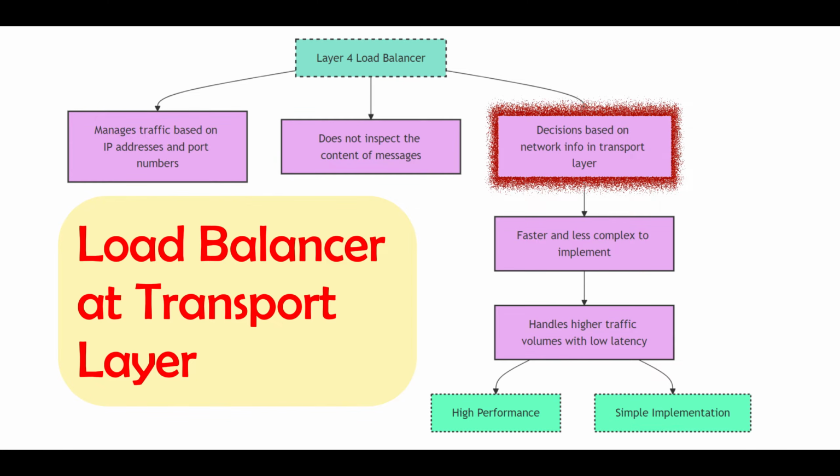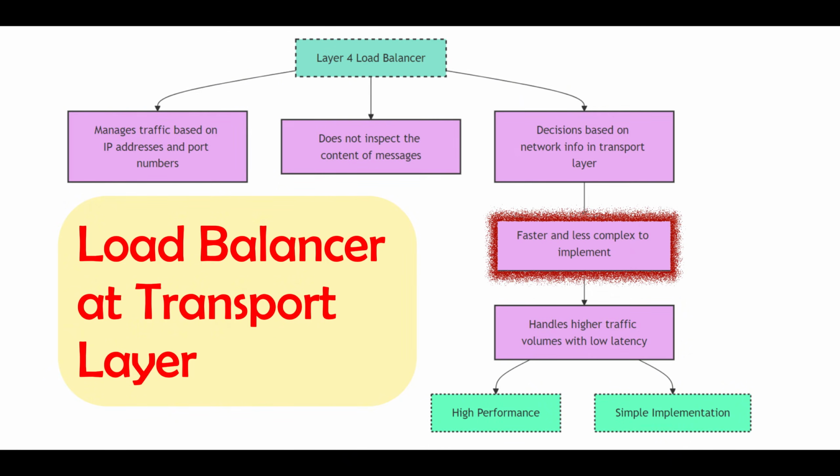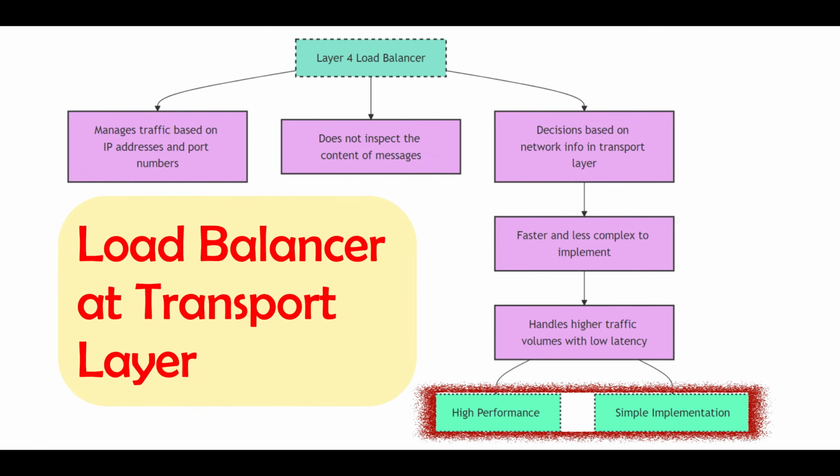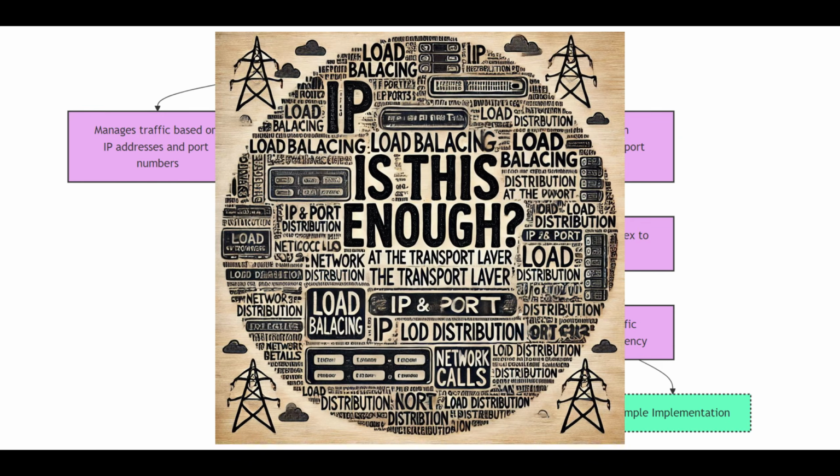Because a load balancer at layer 4 operates using basic information about the source and destination, that makes it faster and less complex to implement. Due to this, it can handle a higher volume of traffic with very low latency. So the main benefits we get by placing a load balancer at layer 4 are high performance and simple implementation. But placing a load balancer at layer 4 will not be able to cover the vast requirements of our real world.